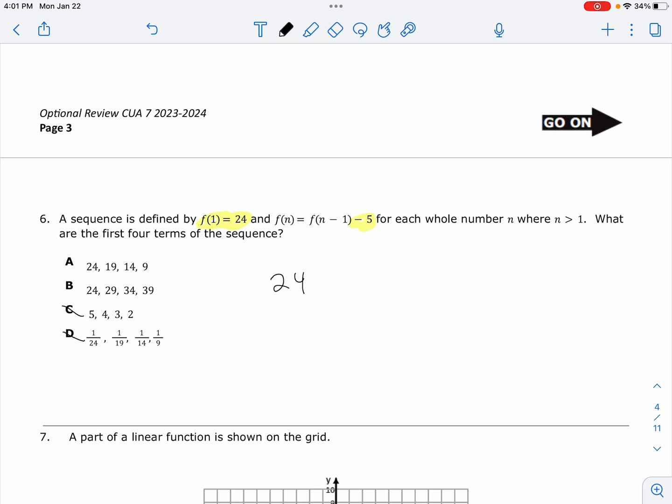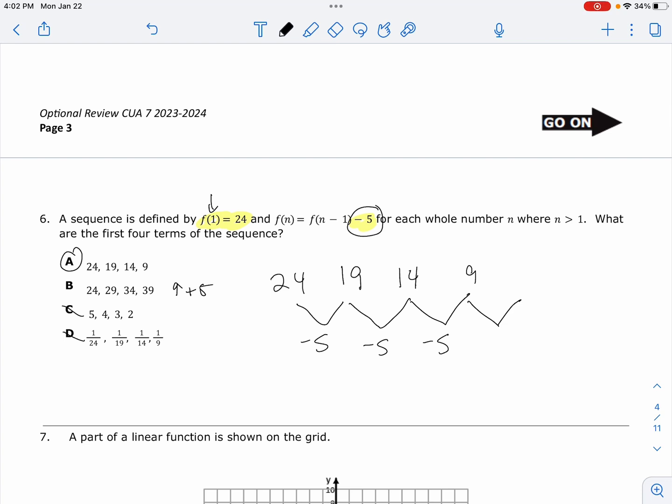They're telling you f of 1, the first term. So if the first term is 24, and then after that, I'm going to subtract 5 and get my next term. Subtract 5 and get my next term. Subtract 5, and we just needed the first 4. The answer is A. B looks like it's going up, so this must have a common difference of plus 5, and we're looking for a minus 5.